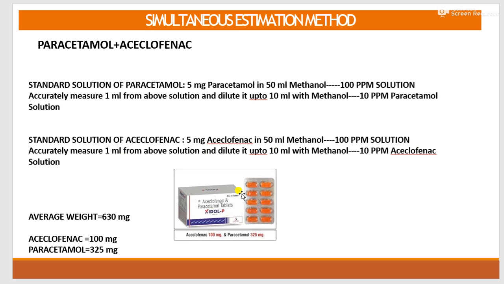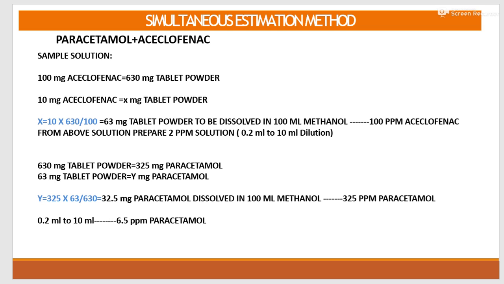The tablet to be analyzed contains aceclofenac and paracetamol. 20 tablets are taken. Individual weight is calculated and then average weight is calculated. So average weight of this tablet is 630 milligram, which contains aceclofenac 100 milligram and paracetamol 325 milligram. This is the label claim of your tablet.